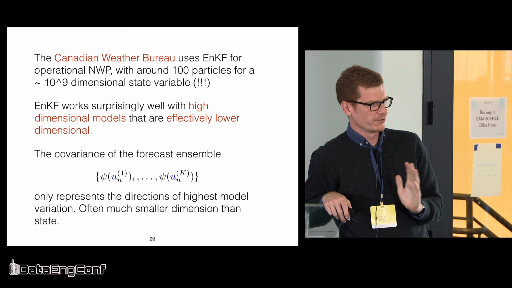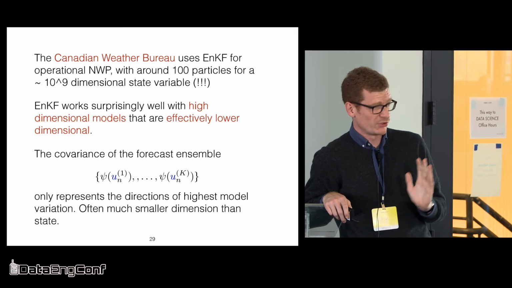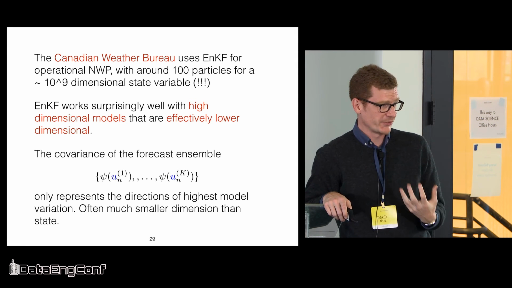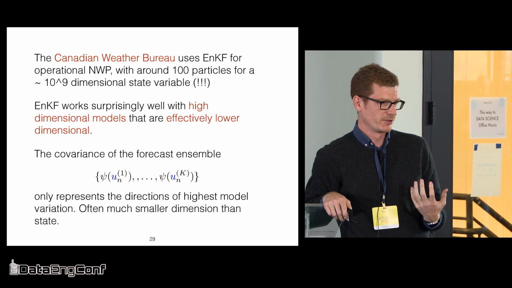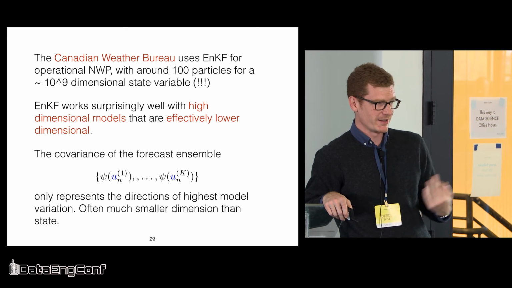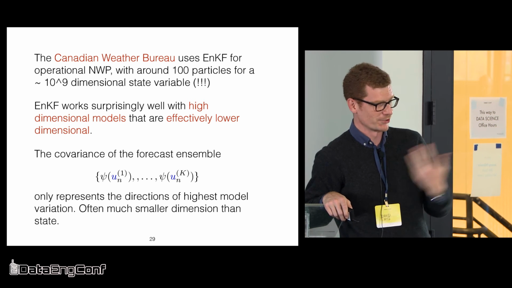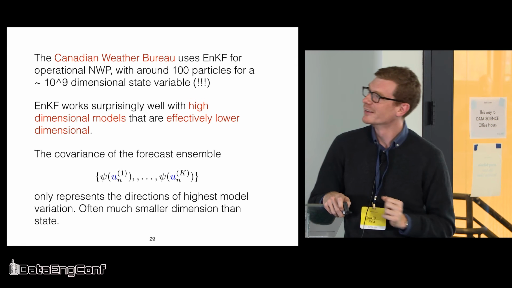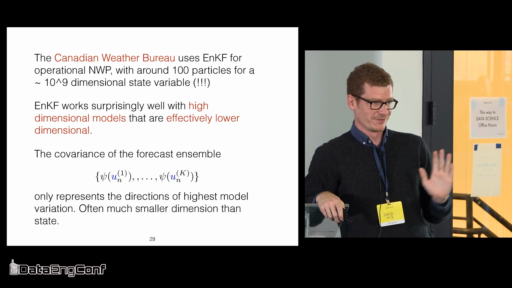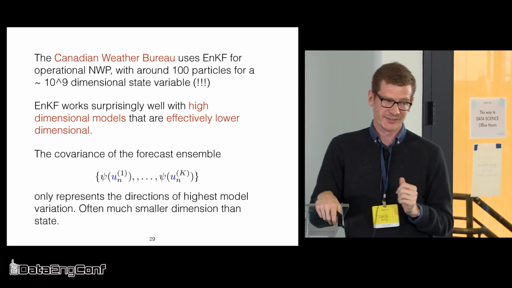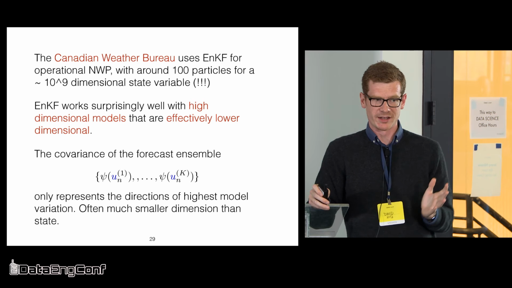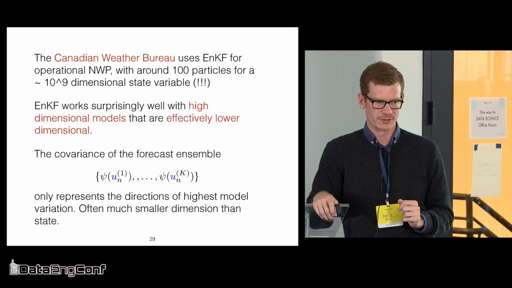For numerical weather prediction, you're trying to represent a random variable which is enormously high dimensional. It's 1 billion dimensional. You need a lot of samples to represent something that is 1 billion dimensional. The amount of samples that you need typically scales exponentially with the dimension of the state. So you would need exponential of 1 billion variables to come up with a good representation of this measure. Canada uses it with 100, and it works. So it's an amazing and mysterious thing about the ensemble Kalman filter that allows you to use it for extremely high dimensional models with a very low number of particles.